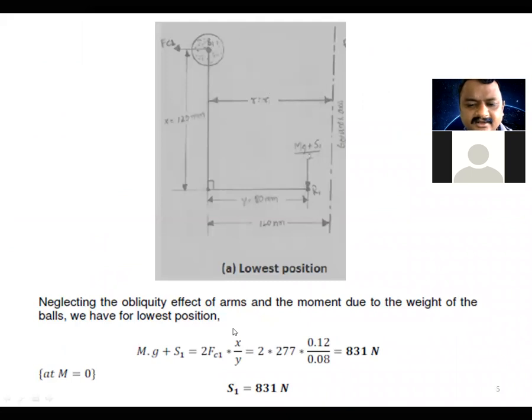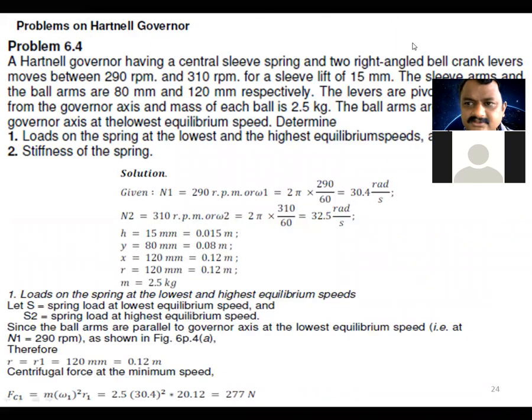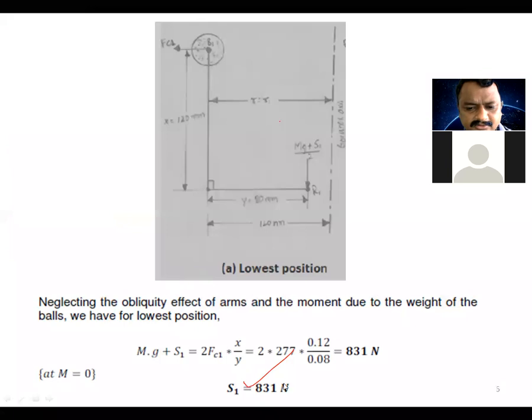Therefore, substitute it here. We have calculated Fc1. The centrifugal force Fc1 was equal to 277 Newton. That is from the first formula I have calculated. The X and Y values I know, 0.12 and 0.08. When I substitute these things, I'll get the value of S1.